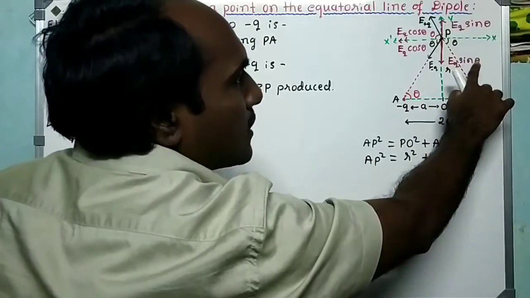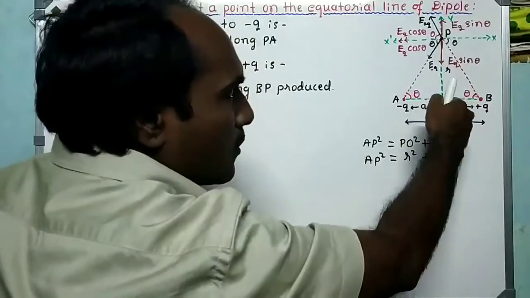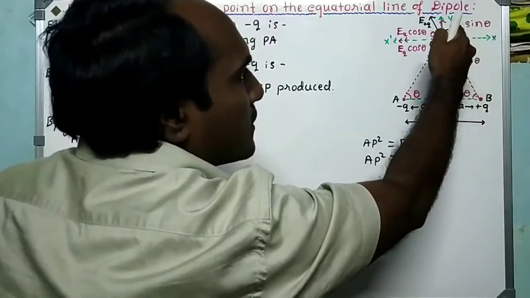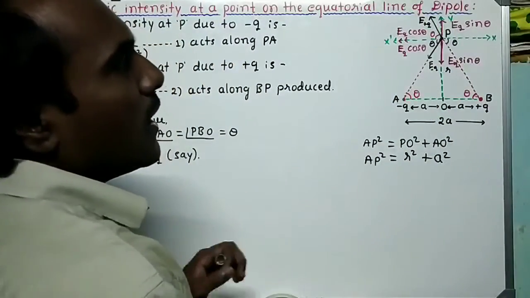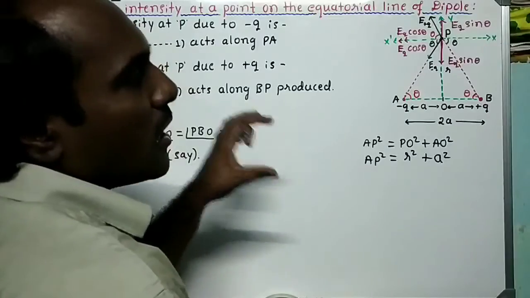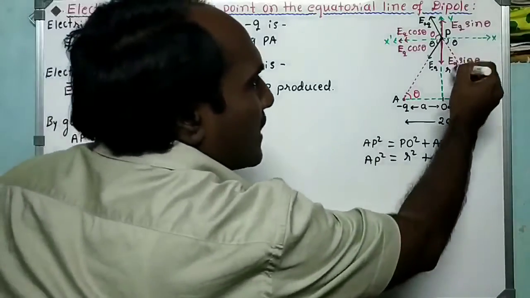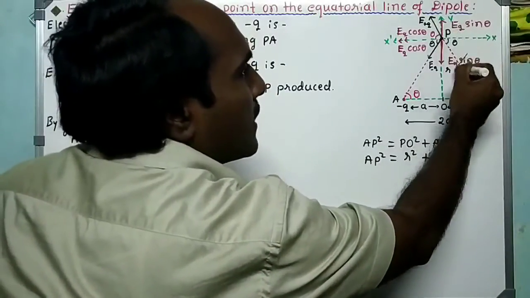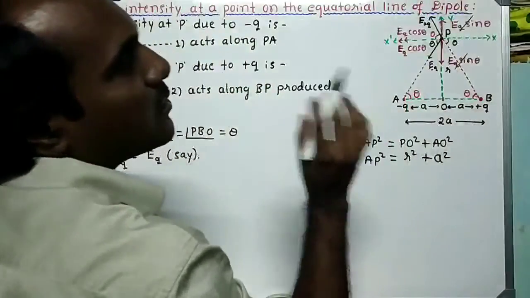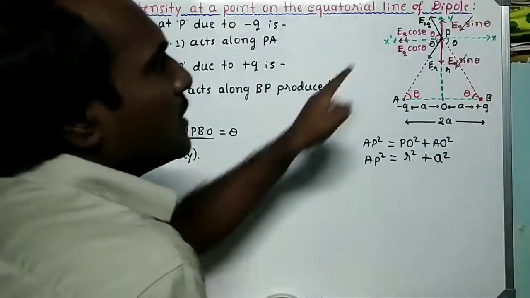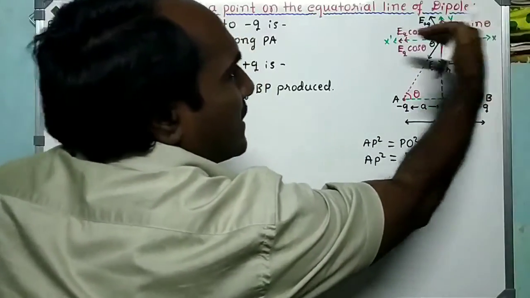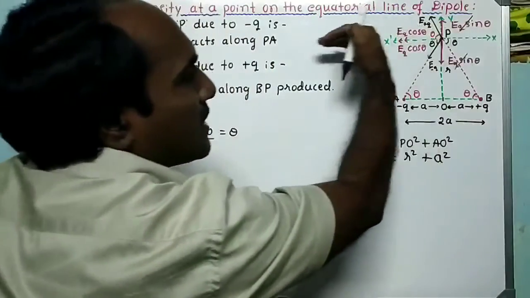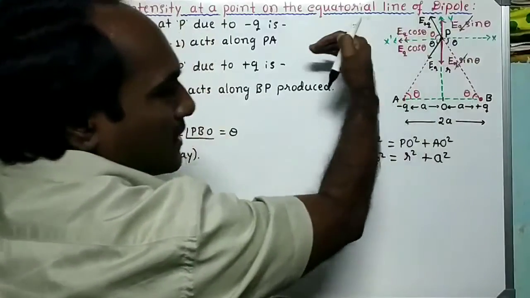Here EQ sin theta is acting along PO and EQ sin theta is acting along PY. Both are equal in magnitude and their direction is opposite. That's why their net effect at point P is cancelled, that is 0. But the EQ cos theta components are acting along PX dash. Both are acting along PX dash.